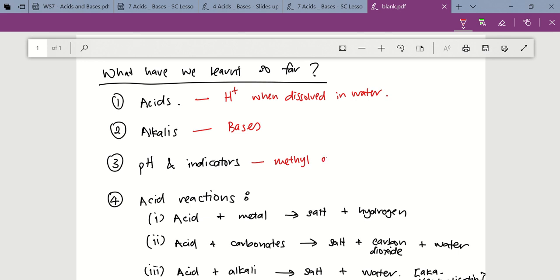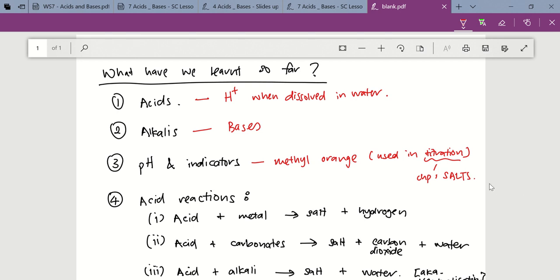One more indicator called methyl orange, and you will usually use this in the process called titration. So what is the process of titration? We will learn it under the chapter on salts, which is the next chapter after acids and bases.